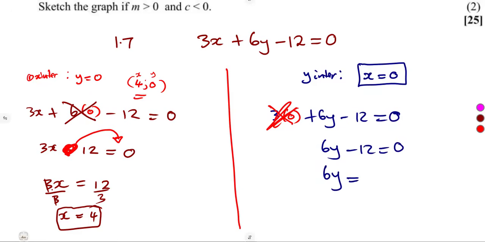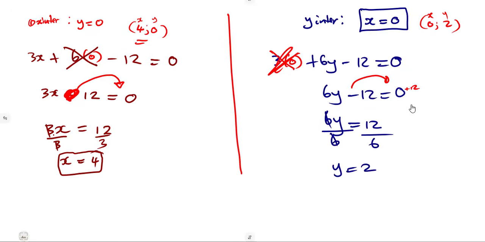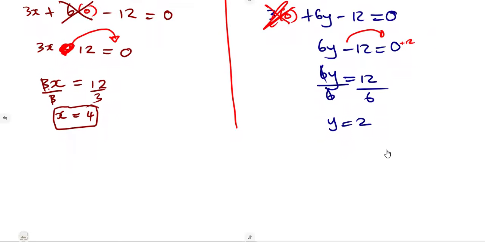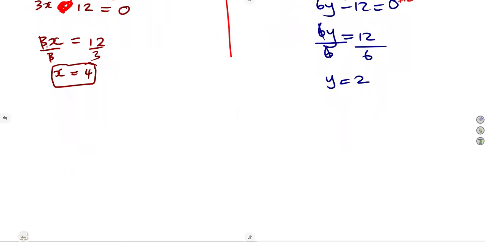So 6y is equal to what? The minus 12 to the other side changes. It's going to be a positive 12. So 0 plus 12, that's a 12, divided by 6 on both sides. So therefore, y was going to give us a 2. Meaning to say the point will be (0, 2). X value is 0, y is 2. With these two points, we can sketch our graph by knowing the x-intercept and the y-intercept. We can sketch our function.